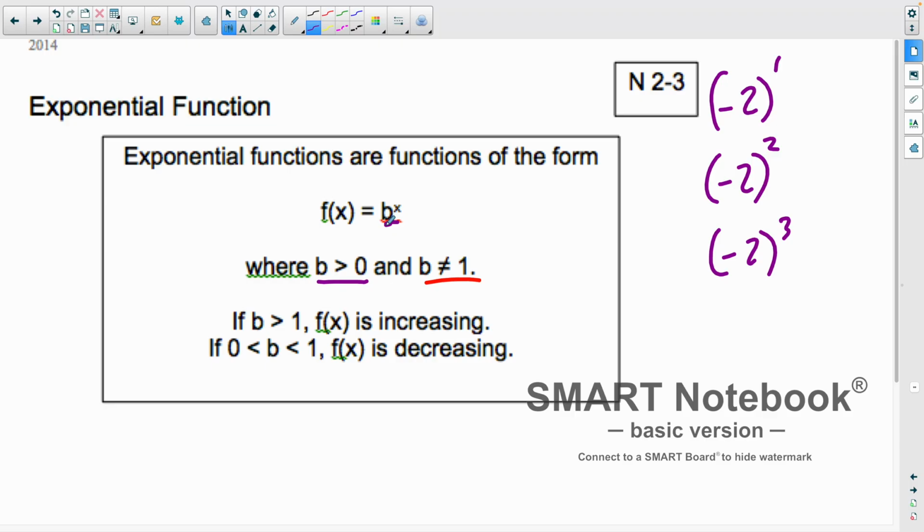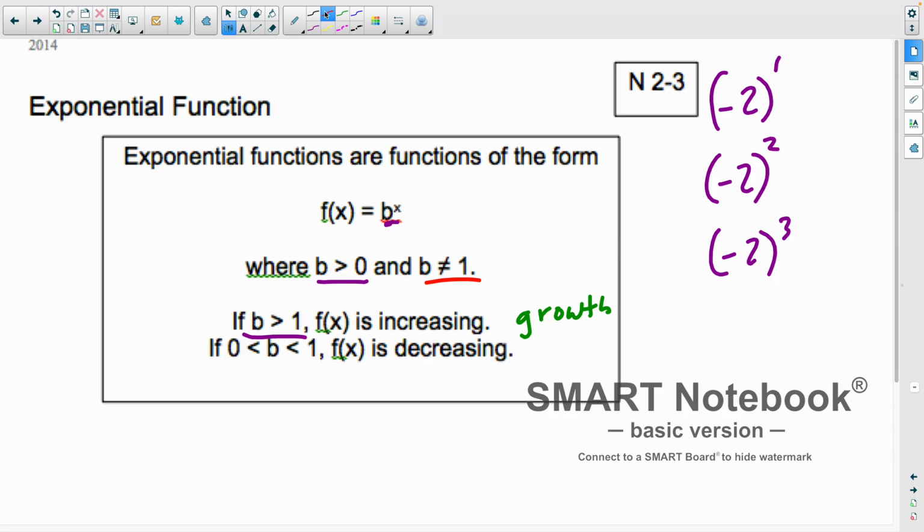Now, if b is bigger than 1, then it is going to increase. If I multiply by a number bigger than 1, it's going to get bigger. We refer to it as an exponential what? Growth. That's correct. Okay? That's an exponential growth graph if it's increasing.